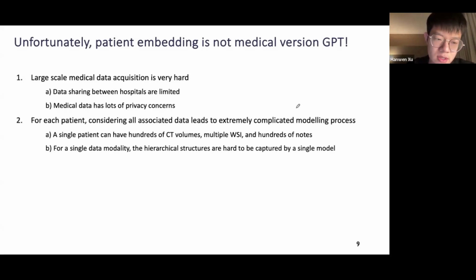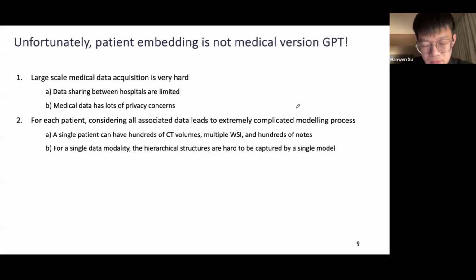The second challenge is that if we consider the data volume for each patient, all the associated data we generate over the long cancer patient journey can potentially add up to a very long sequence, and that long sequence far exceeds the length that the GPT-4 model can handle.